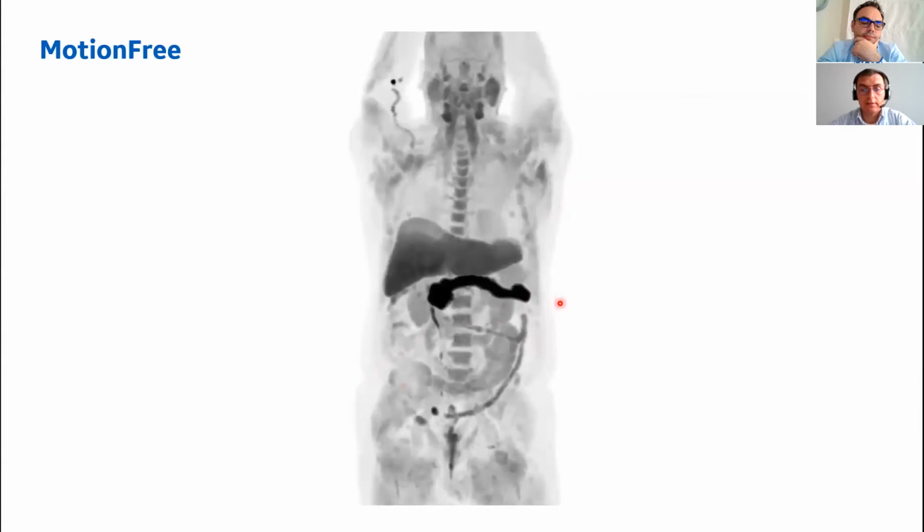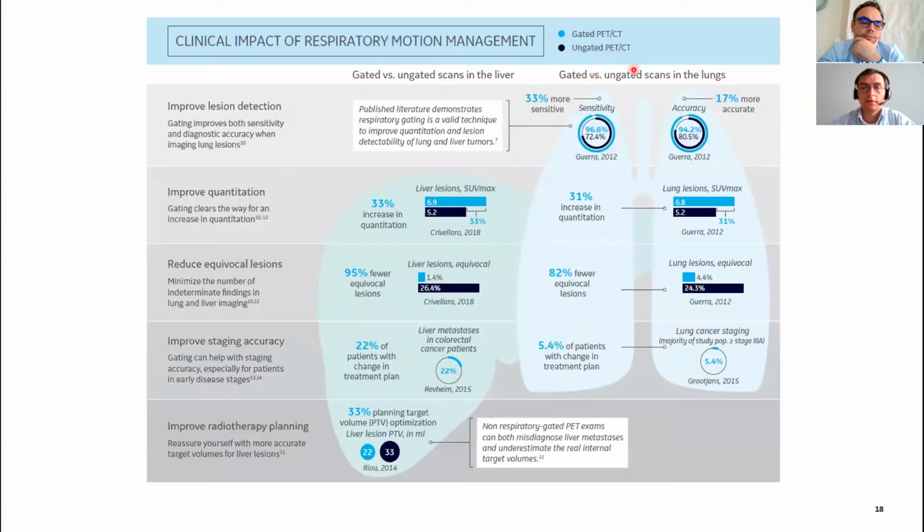Next, the next slide is appearing and is demonstrating several pieces of evidence related to using respiratory gating techniques.